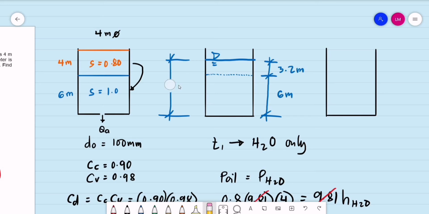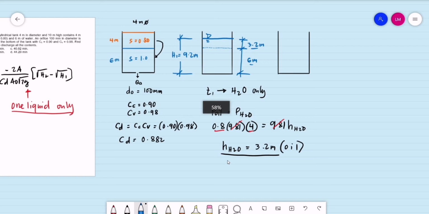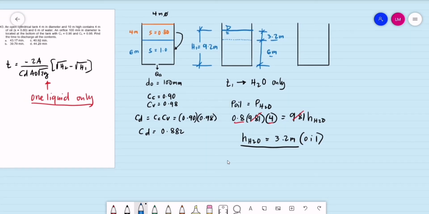Let's say this is H number 1. This is H number 1 equal to, ano yung 6 plus 3.2? That is 9.2 meters. Okay, ayun. So, meron na tayong head number 1 para dun sa tubig. So, head number 1 is equal to 9.2 meters.